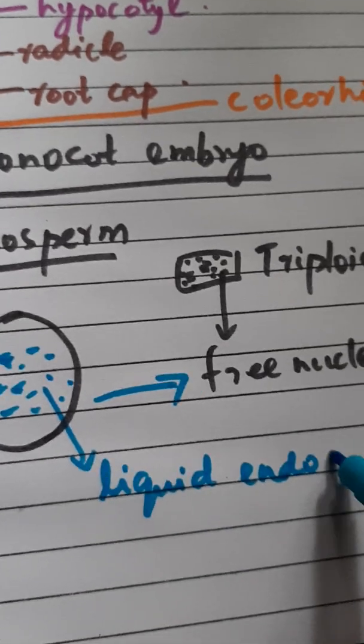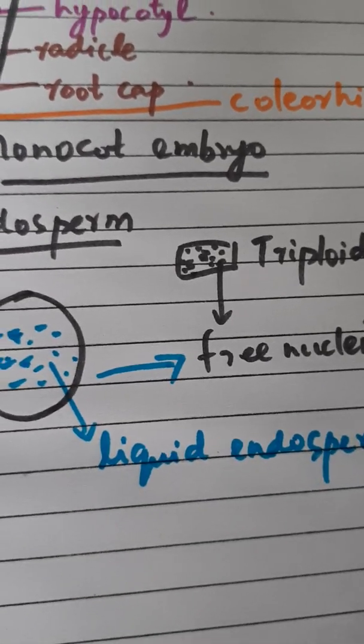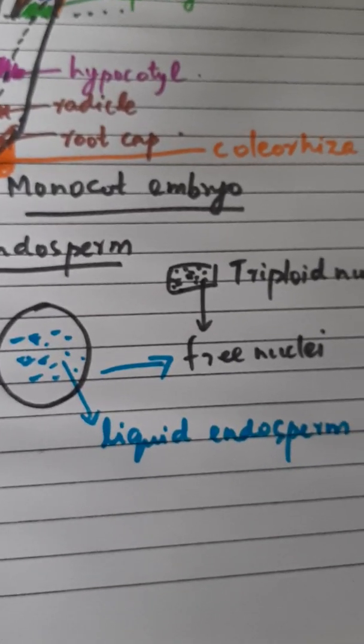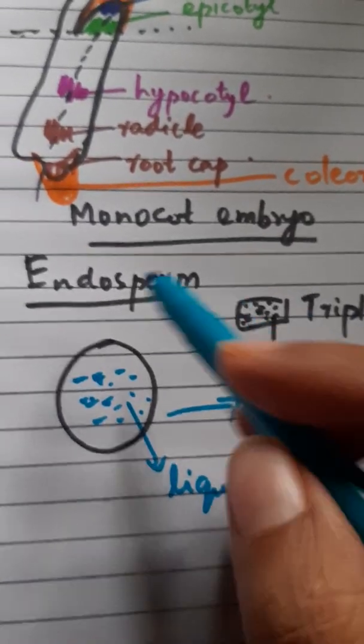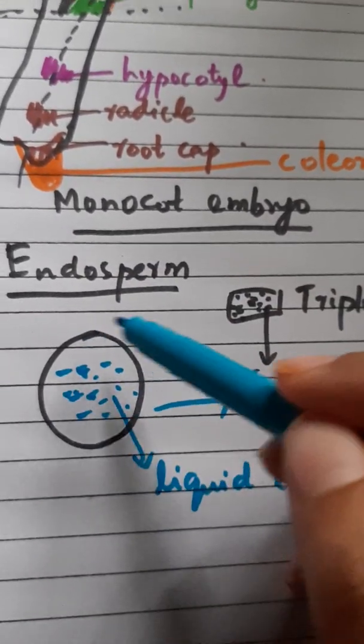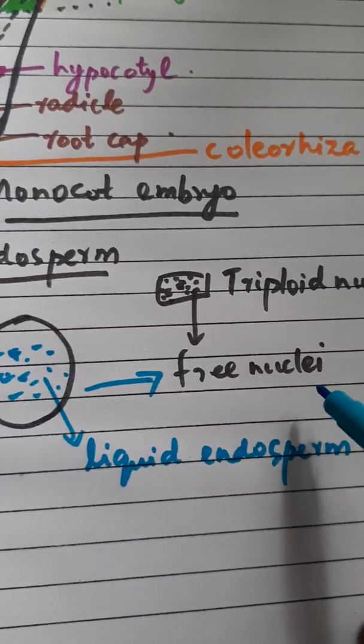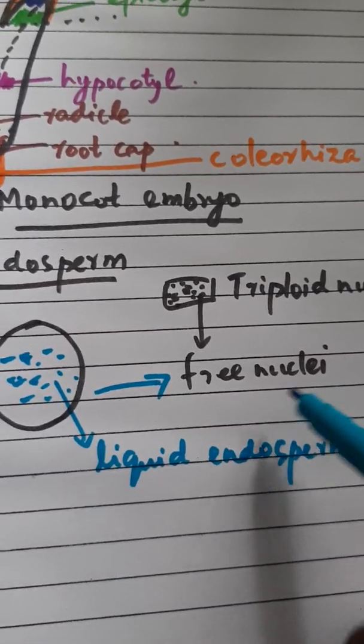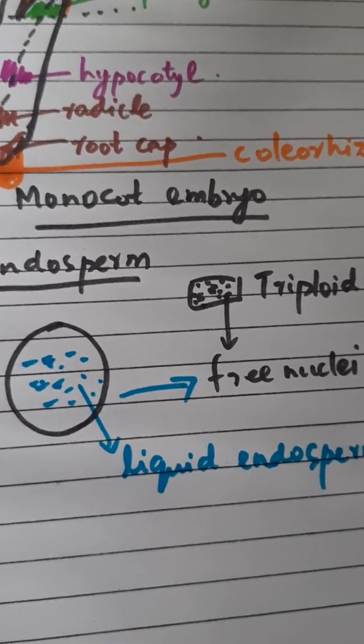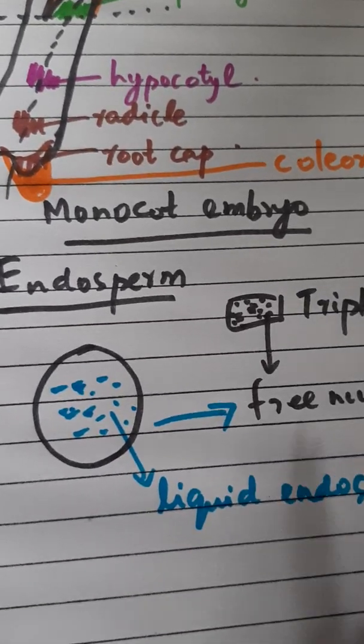And as you know already, endosperm is filled with food reserves for the growing embryo. So this is what we see inside the coconut. Inside the coconut, what liquid part is there? The liquid endosperm is made up of free nuclei. So initially there will be free nuclei. After that, each of these nuclei will be surrounded by cell walls.